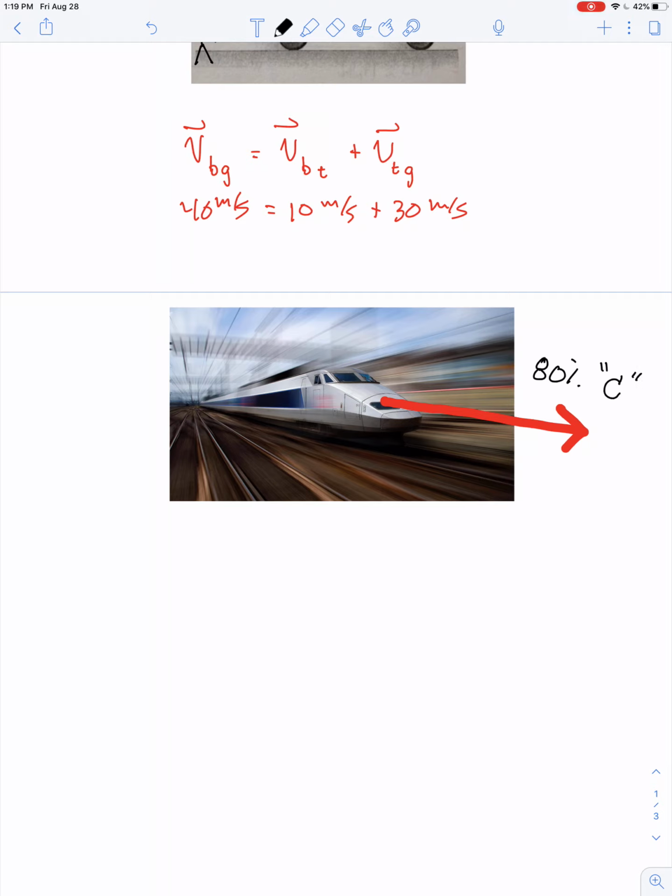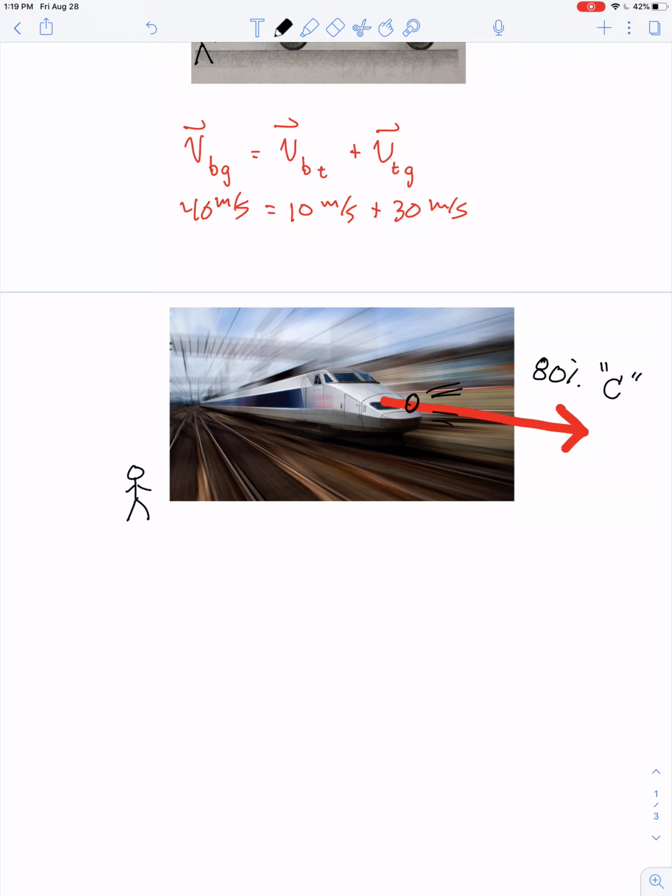Okay, so the train is traveling at 80% the speed of light, and then you turn on the headlight, and that light blasts forward at the speed of light. Then what does a person landlocked say is the speed of the light coming from the headlight?